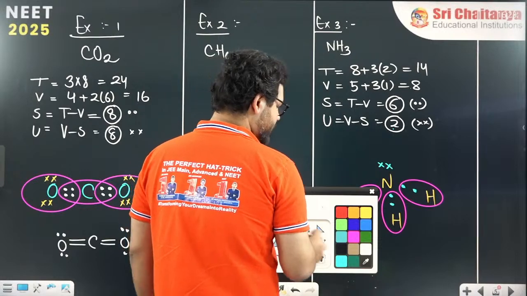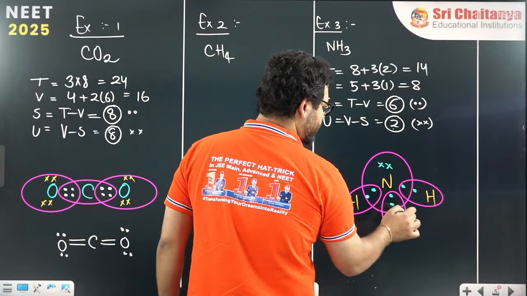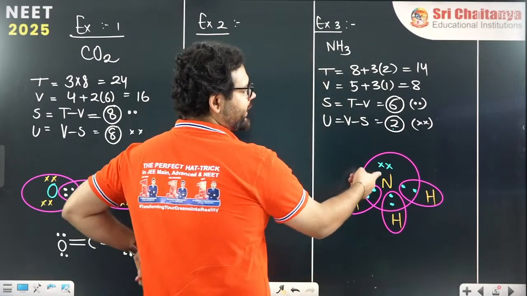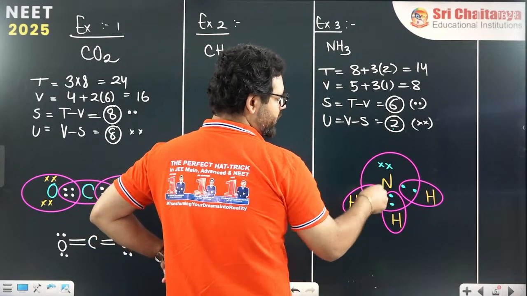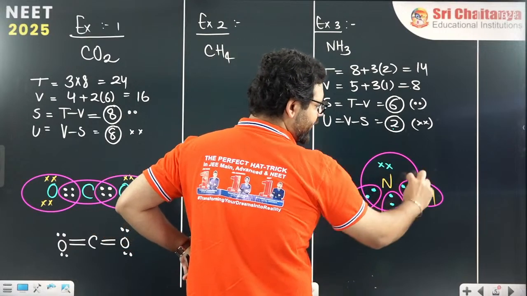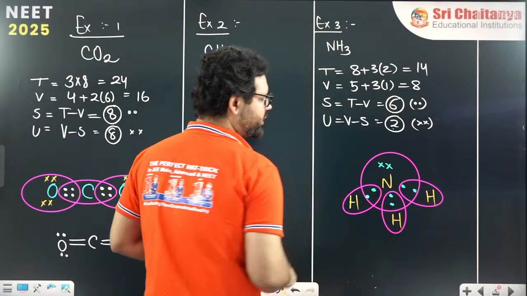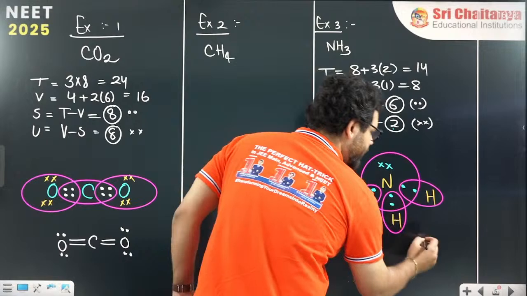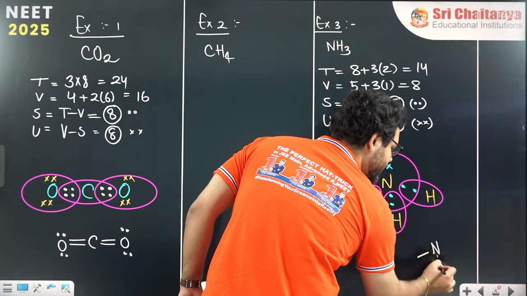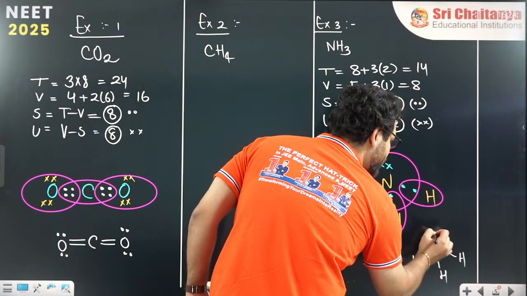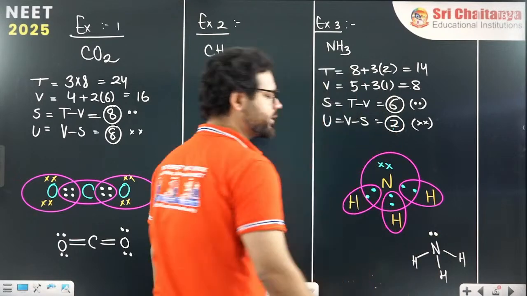Nitrogen also has 8 electrons around it. Can you see here? Which is 2 here, 2 here, 2 here, and 2 here. So total nitrogen has 6 shared electrons around it and 2 unshared around it, so total 8. So nitrogen says I am also happy. So the structure becomes nitrogen with 3 single bonds to hydrogen, and nitrogen is carrying 1 lone pair also. This is the structure.